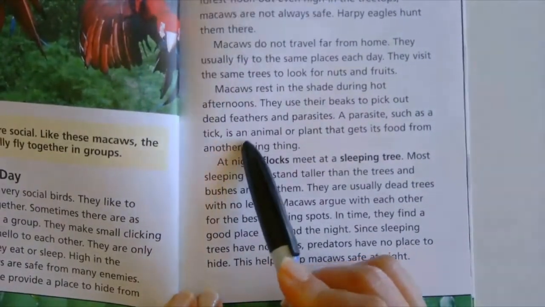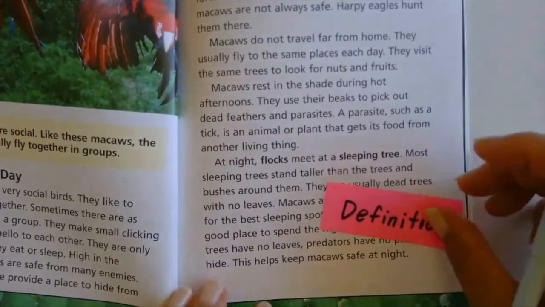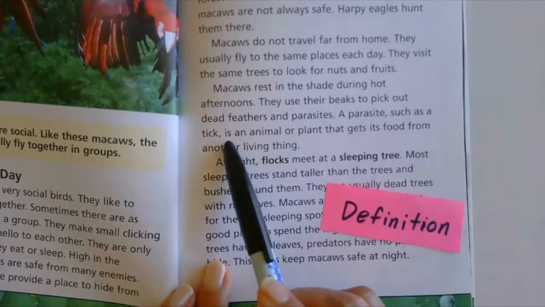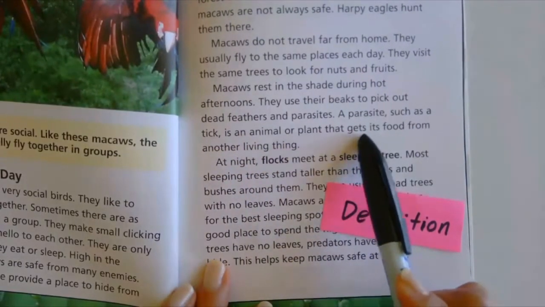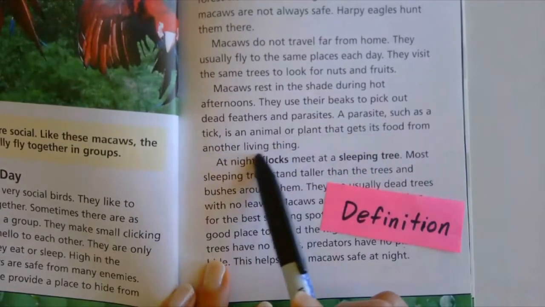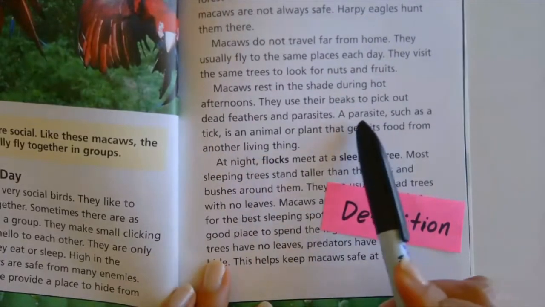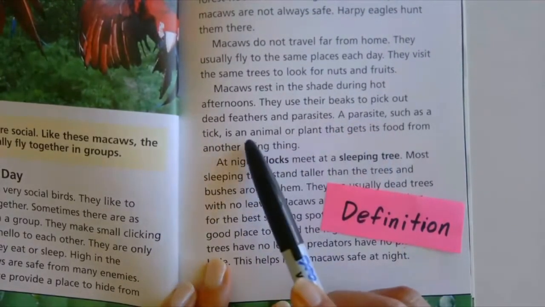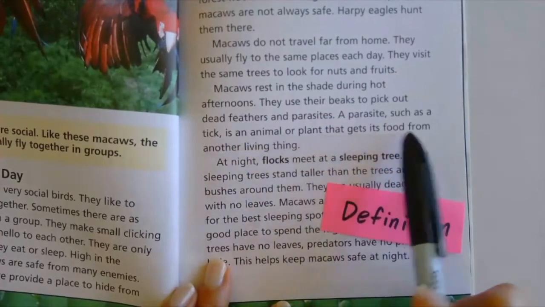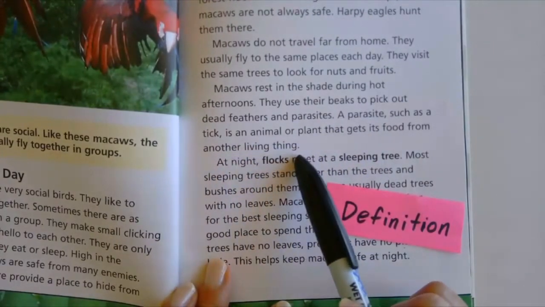It also tells me the definition right here of the parasite. It says a parasite is an animal or plant that gets its food from another living thing. So I just learned and figured out what the word parasite means. It is an animal or plant that gets its food from another living thing.